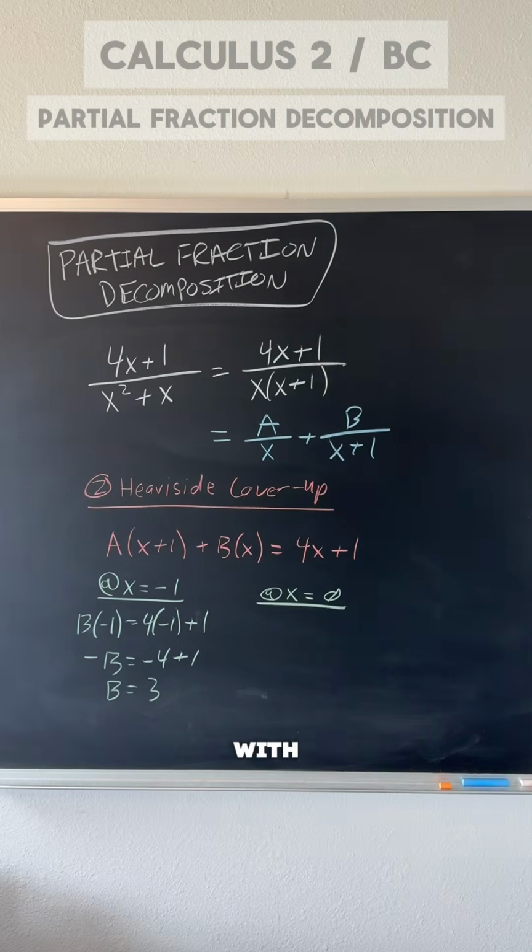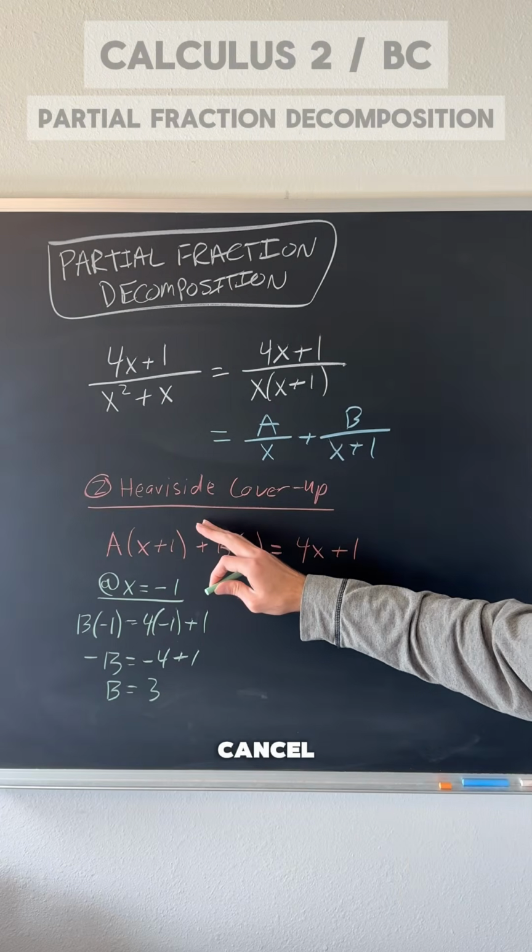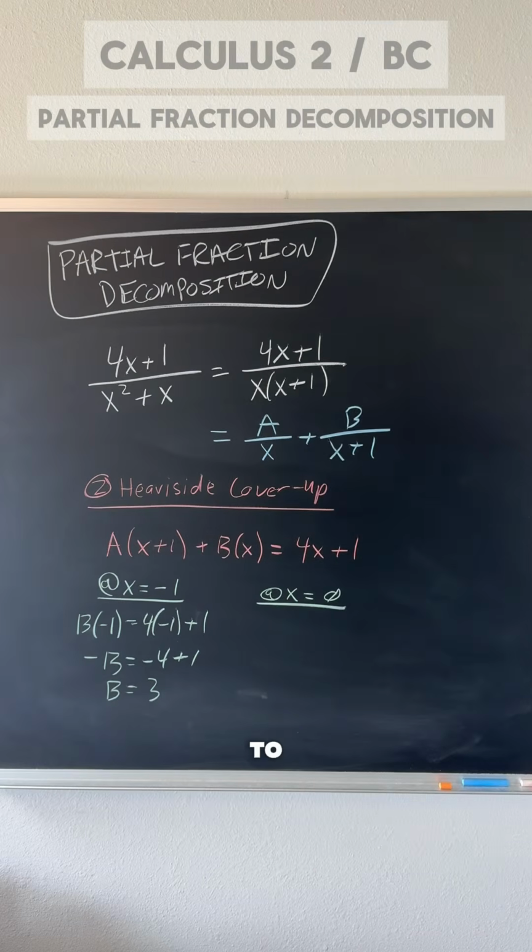Solving that out, we'd end up with B equals 3. Similarly, we'd strategically choose x to be 0 to cover up or cancel this B term and be left with A to solve. Here, that simply gives A equals 1.